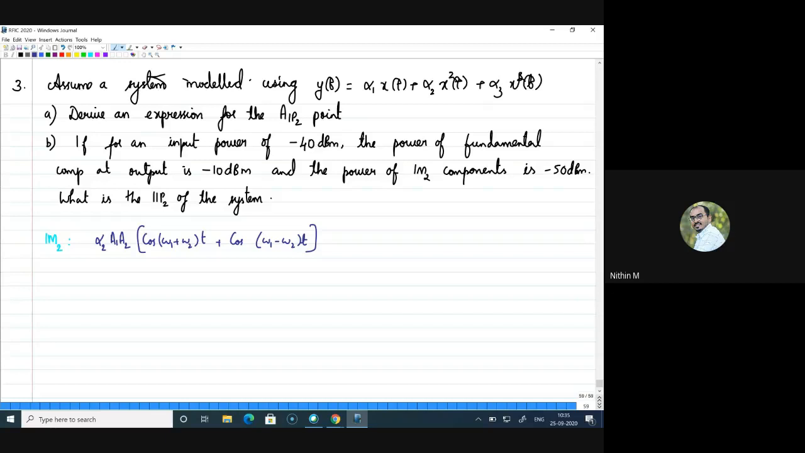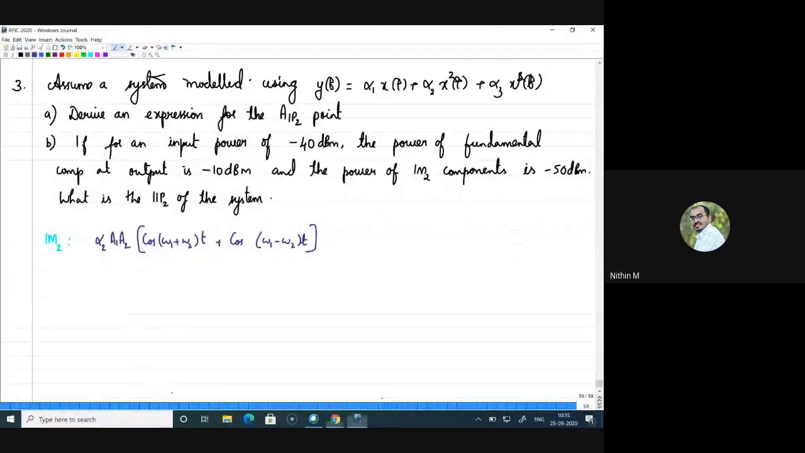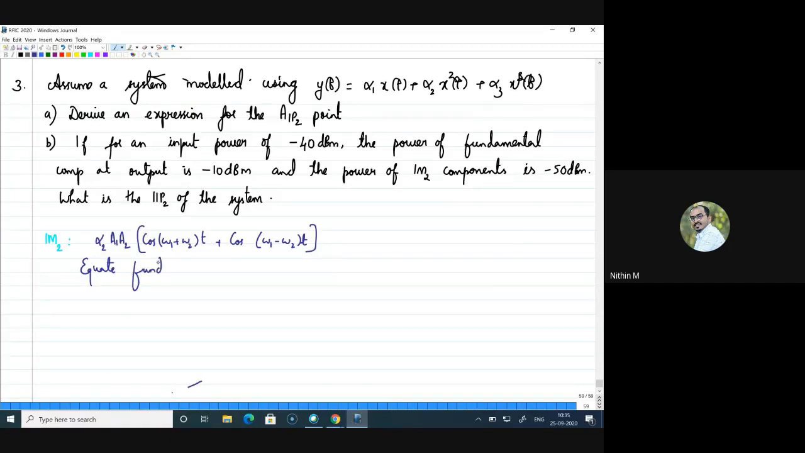Now similar to IP3, what we can do here is equate the fundamental term, neglecting, so we are not considering the gain compression on the fundamental. We did the same thing for IIP3 also. So what we have to do is equate the fundamental term to the IM2 term.